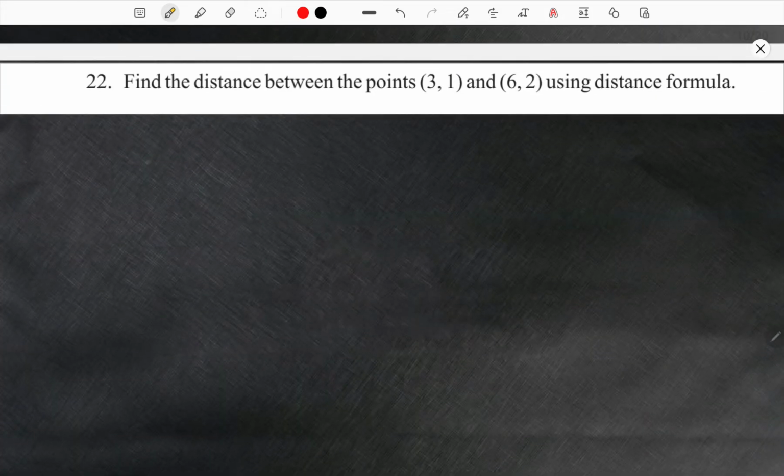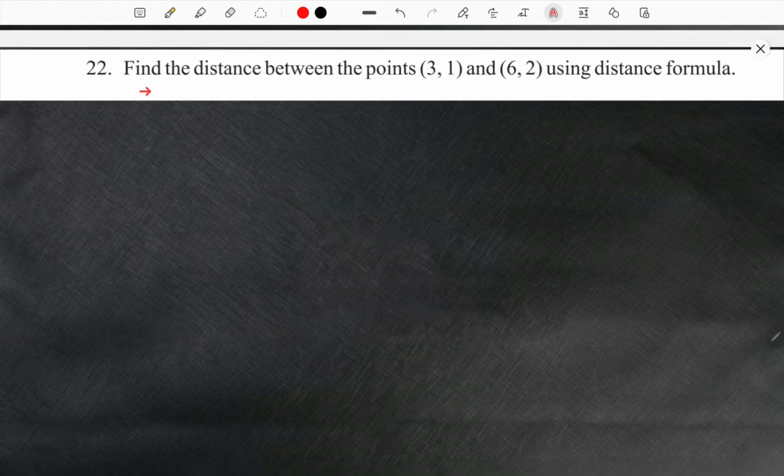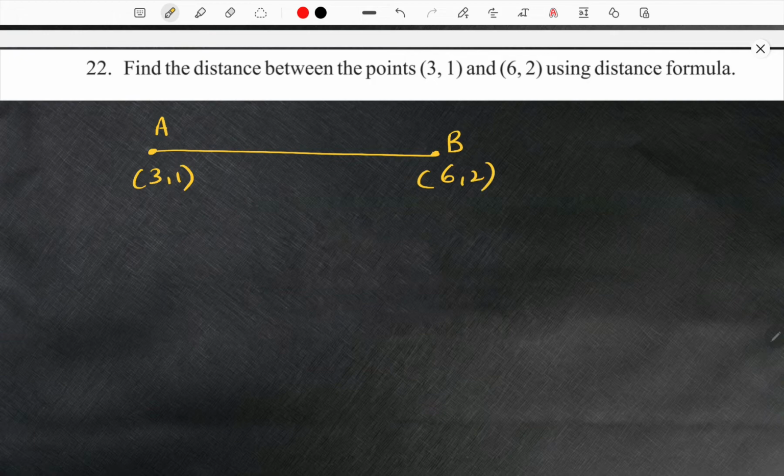Alright, moving forward to the 22nd question. Find the distance between the points 3, 1 and 6, 2 using distance formula. So here is first point, let me call it as A, and here is second point B. So this A is 3, 1, this B is 6, 2. What is this 3, 1? x1, y1.